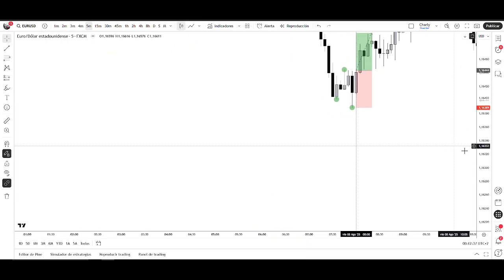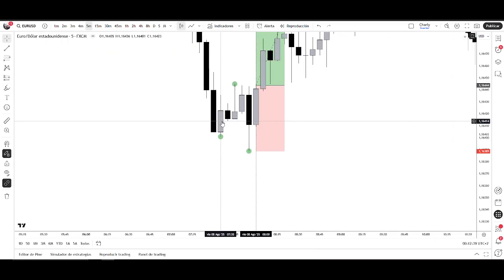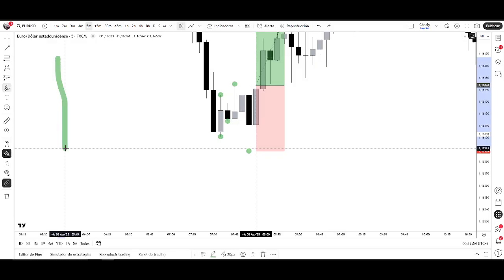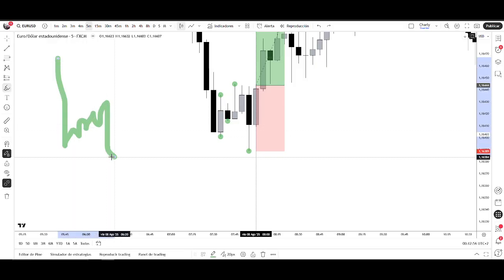Going now for this structure more deeply, we have this pullback. We can break down this pullback as a low, high, higher low, higher high. So we have this little movement that creates the pullback to then create the lower low. It's like we see this, right? Lower low, pullback, and then creates a lower low. So this movement that we have right here is literally this.